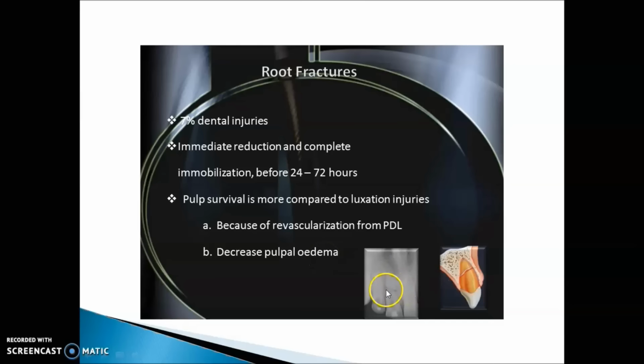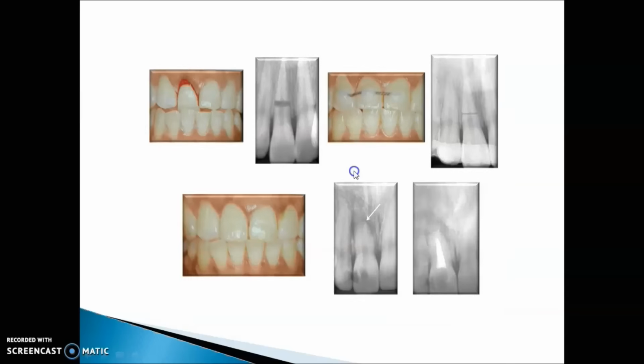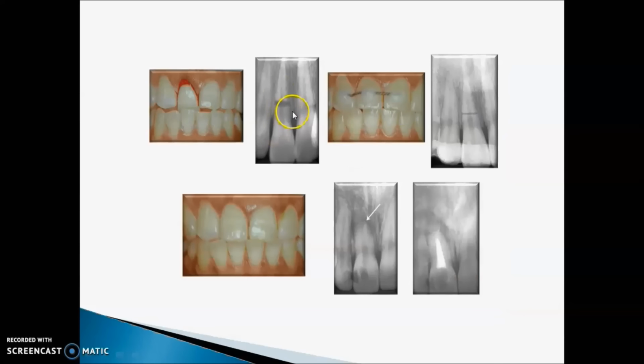You can see in this diagram, this is an example of a middle root fracture. You can go for splinting. After a few days, you can see healing there, and after that you can go for root canal therapy in the coronal segment. Sometimes resorption of the apical segment can also occur, or proper closure or a calcific barrier can also be formed.